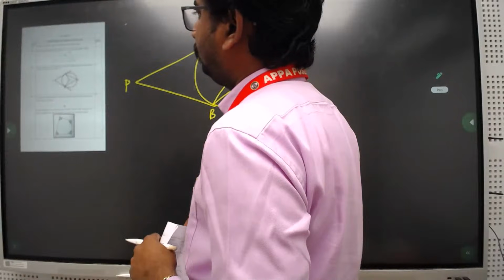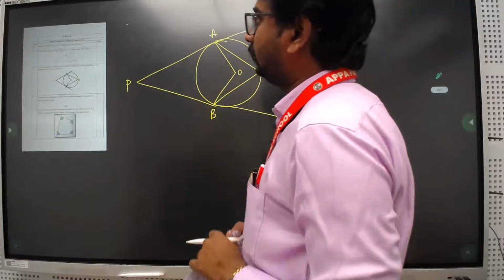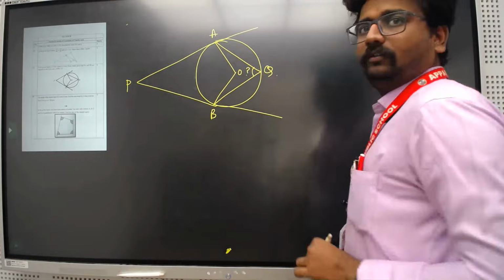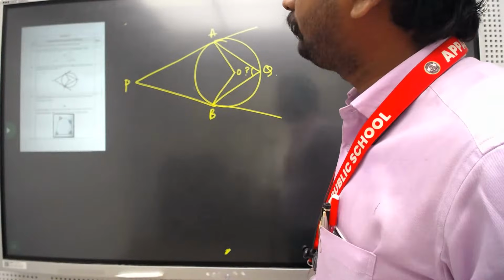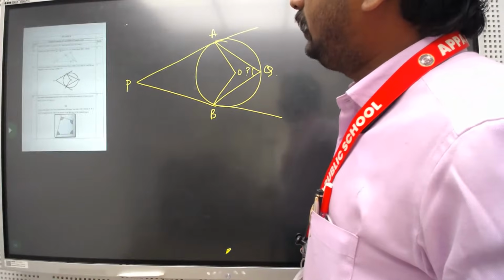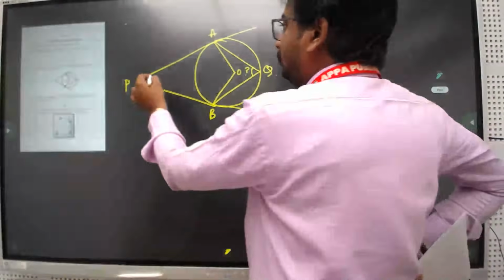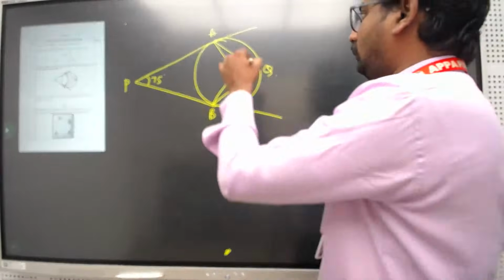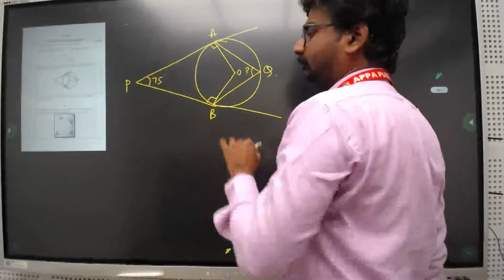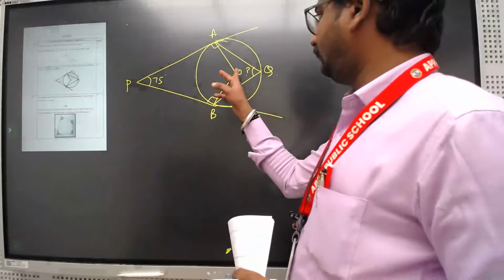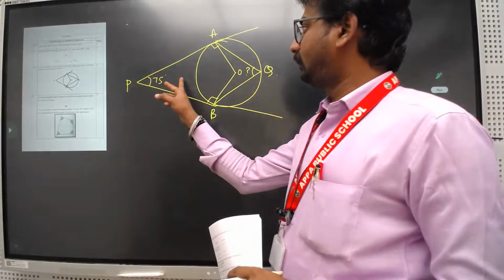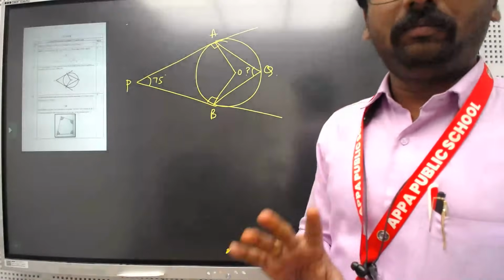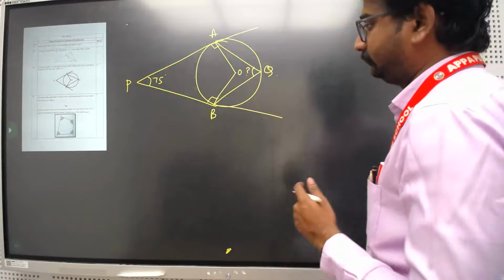In the given figure, O is center of a circle. Find angle AQB. PA and PB are tangents, and angle APB is 75 degree. No doubt these are 90 degree. And there is one formula: angle at the center plus angle inclined by the tangent is always supplementary. Okay, that formula will apply.